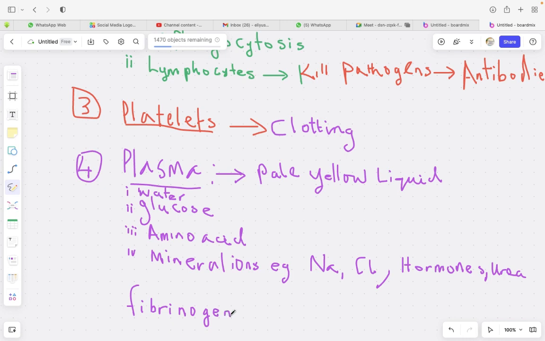So thank you very much. I think this is where you should know what fibrinogen is. It's for clotting of blood. It's a protein substance found in the liquid plasma that helps in the clotting of blood.